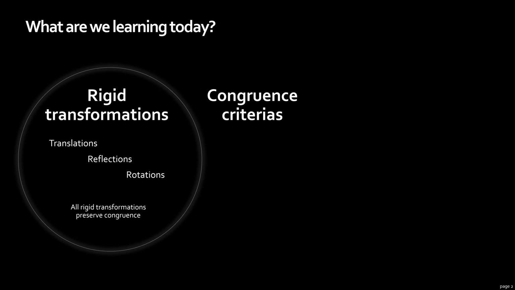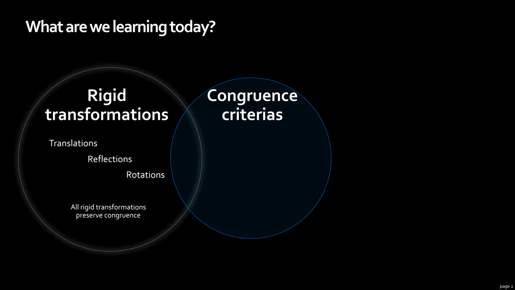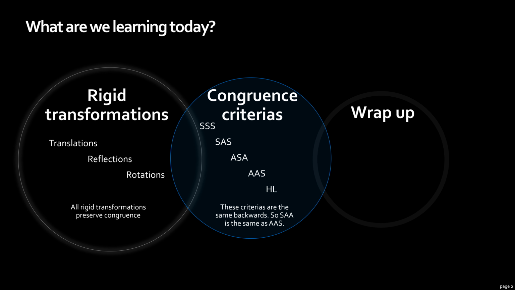Another thing that we're going to be looking at today are congruence criteria. They're the 5 criteria that you should be familiar with: side-side-side, side-angle-side, angle-side-angle, angle-angle-side, and hypotenuse-leg. And just keep in mind that the criteria are the same backwards as they are frontwards. So side-angle is the same thing as angle-side. And then when we're done, we're going to wrap everything up.